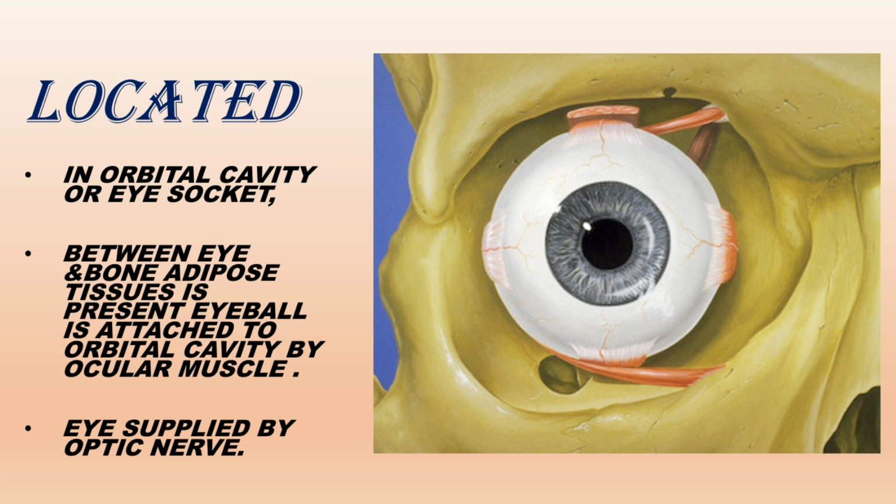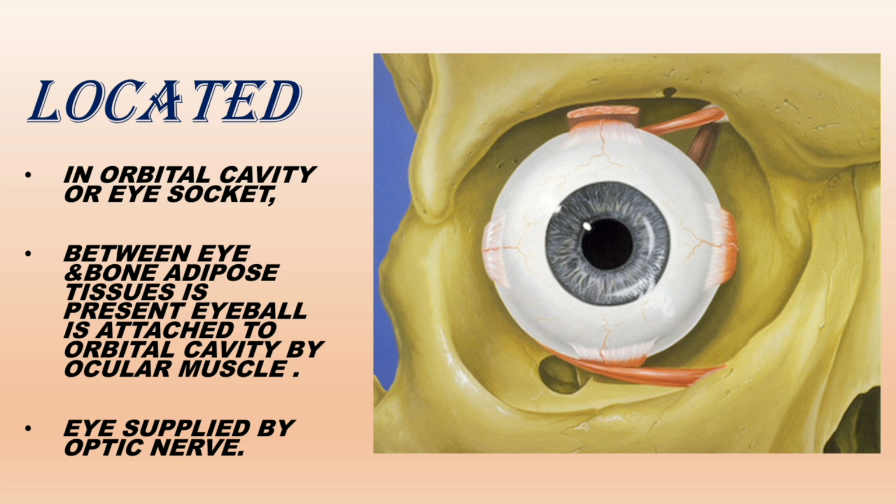Protection of the eye. Between the eye and the bones of the orbital cavity, there is a layer of adipose tissue, fat. Function of adipose tissue. It acts as a cushion, providing protection to the eye and preventing injuries. The combination of bone and adipose tissue helps in protecting the eye from external damage.